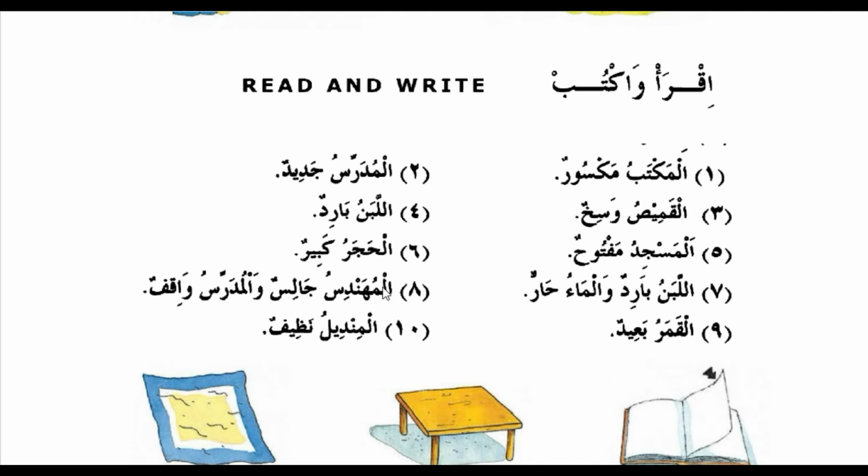ثمانية، المهندس جالس والمدرس واقف. The engineer is sitting and the teacher is standing. القمر بعيد. The moon is far away. عشرة، المنديل نظيف. The handkerchief is clean.